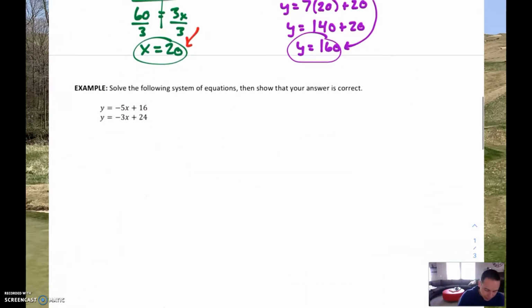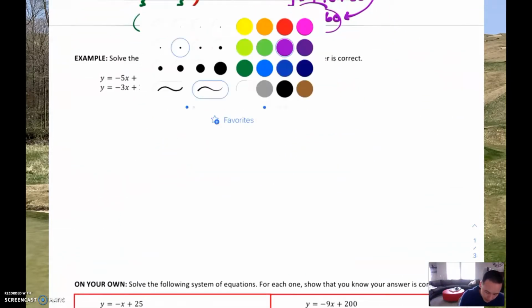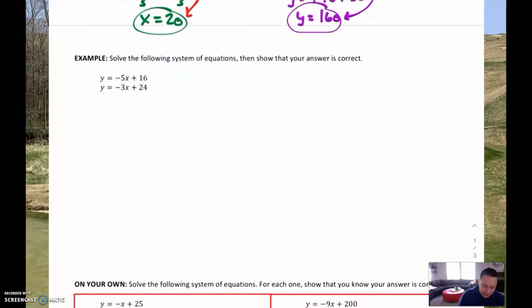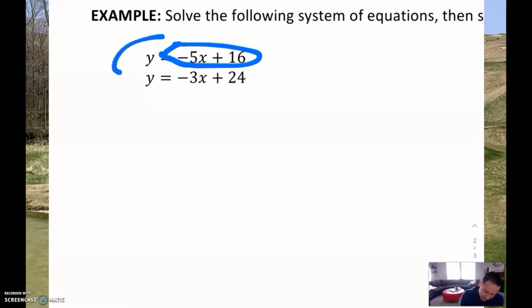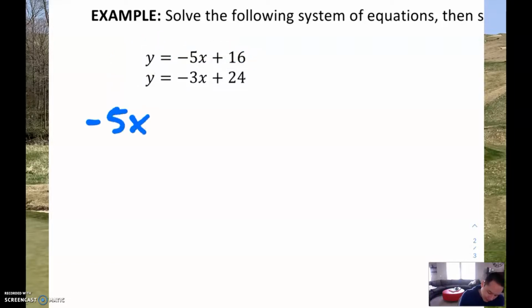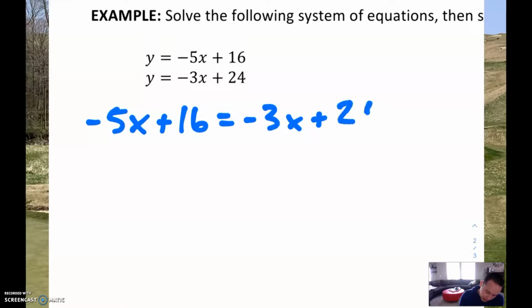Let's go ahead and do one more example. We have y equals negative 5x plus 16 and y equals negative 3x plus 24. What I can do is I can take this value here and I can substitute it for this y. So we're going to have negative 5x plus 16 equals negative 3x plus 24.